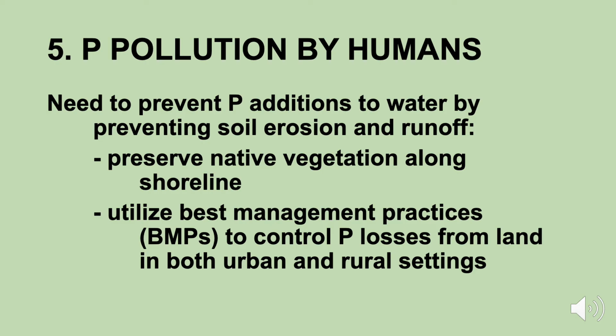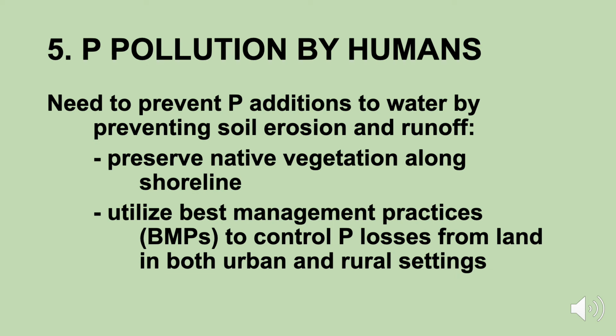So to protect the lake and protect its quality, we need to prevent phosphorus additions to water by preventing soil erosion and runoff. One of the things we can do is to preserve native vegetation along the shoreline. Native vegetation prevents soil erosion.